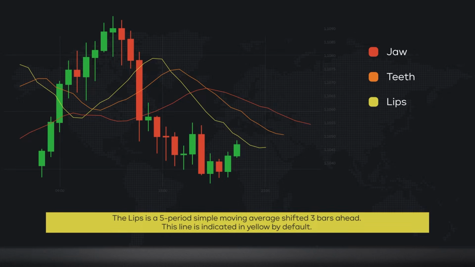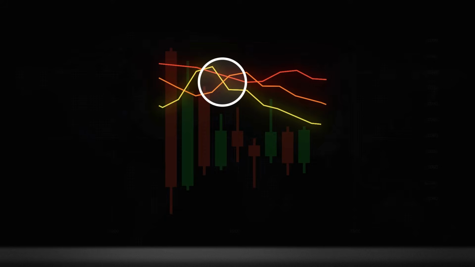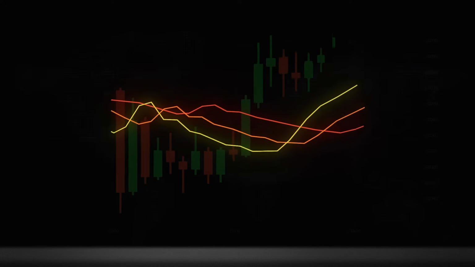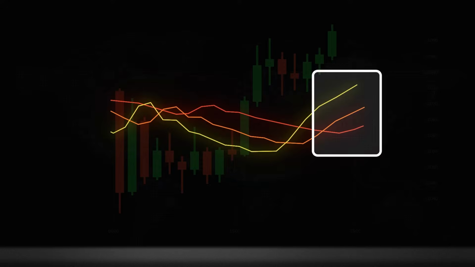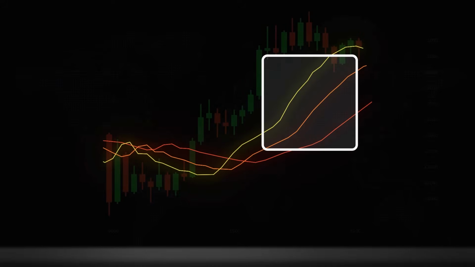So, how may the Alligator indications be read? When the 3 moving averages are getting closer, this might be an indication of a flat market. In other words, the Alligator is sleeping. When the lines are drifting apart and the range between them is increasing, this might be indicative of an emerging trend.